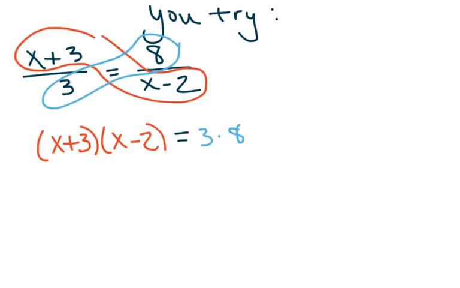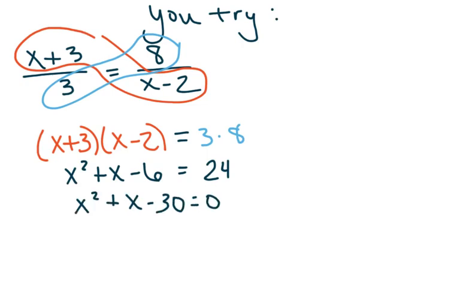Alright, so we're going to cross multiply. The two reds are going to be multiplied together and the two blues are multiplied together. So when I simplify, this is what I get. Notice that it's a quadratic. You always want quadratics to equal 0, so that's what I've done.